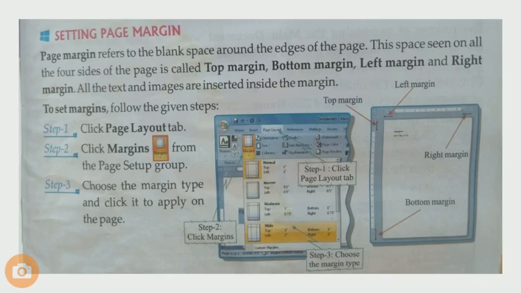So students, there are 4 types of margin: top margin, bottom margin, left margin and right margin. When we want to select or change our margin, first we click on the Page Layout tab, then click on Margins. The list appears, and then choose the margin type which we want and then apply it.